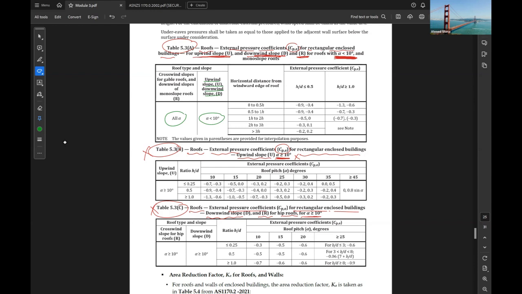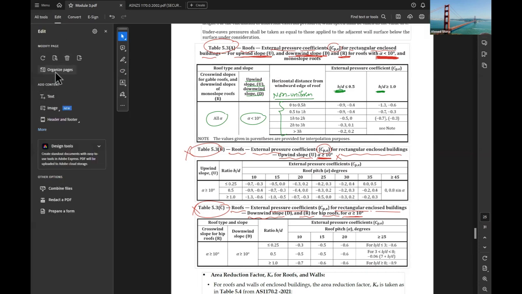The horizontal distance from the windward roof edge is from 0 to 0.5h. So again, the values are non-uniform. For the roof, it will also be non-uniform and depend on H over D, if H over D is less than 0.5 or H over D of more than 1. What is H and what is D? So again, if we add a new page.